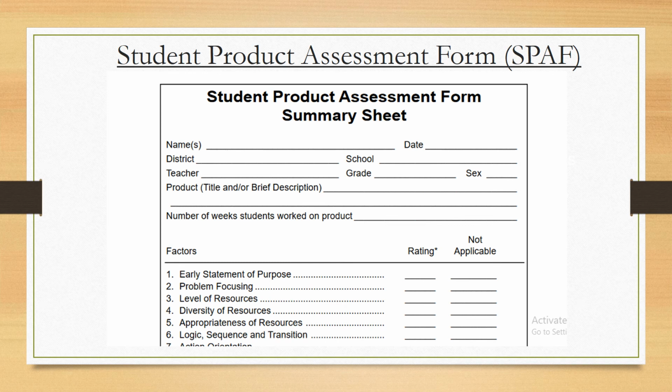This week, you're going to be asked to use an assessment form called the Student Product Assessment Form, or SPAF for short. This is a form that may be used to rate a student product, and you're going to look at a picture of a student product and read about how the student came up with this idea, and you're going to rate that product using this form.